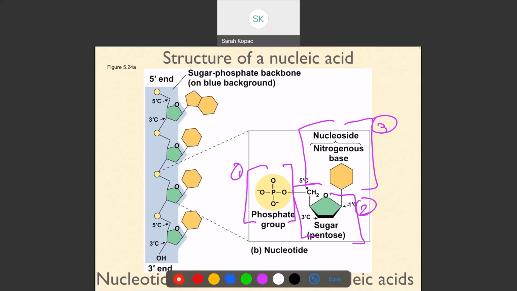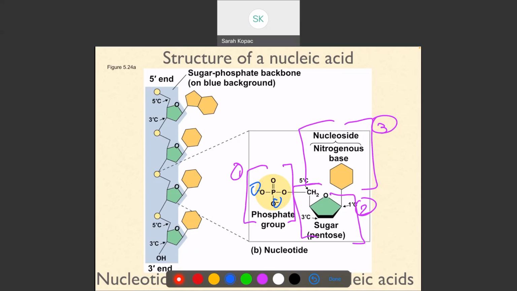So some things that I want you to notice about each of these chemical groups. For group 1, the phosphate group, it has negative charges. And that's going to be important because it's going to give DNA overall a negative charge. And that's really important for how it interacts with proteins, and also how we can manipulate it in lab.